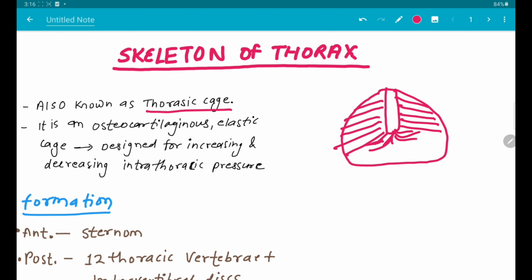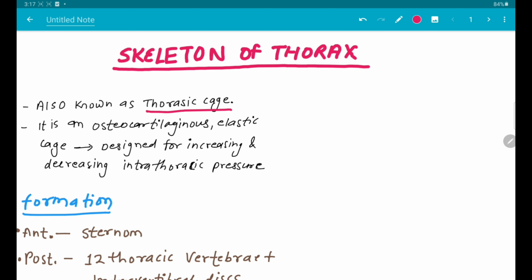So the thoracic cage looks like a cage. Don't count these ribs, I just made it as an example. Thorax looks like a cage. Why does it look like a cage? Why is it important to be like a cage? Because it helps to protect the internal organs, which are very important and vital organs for the body. It contains the heart and lungs. So there are two major important organs situated inside the thoracic cage.